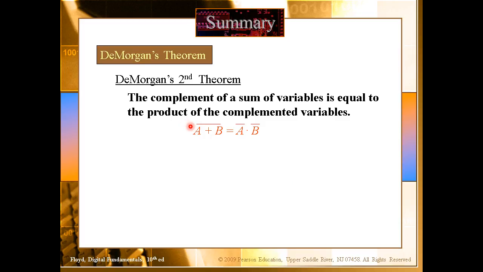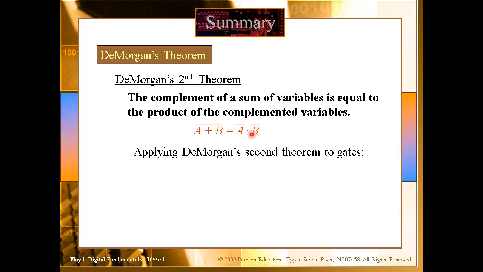Look at this. I have a whole bar here, but if I break the bar, the plus becomes dot, right? So the idea is still the same. That means if you have a whole bar and you break the bar, plus and dot flip. If there is a plus, it flips to dot. If there is a dot, it flips to plus.